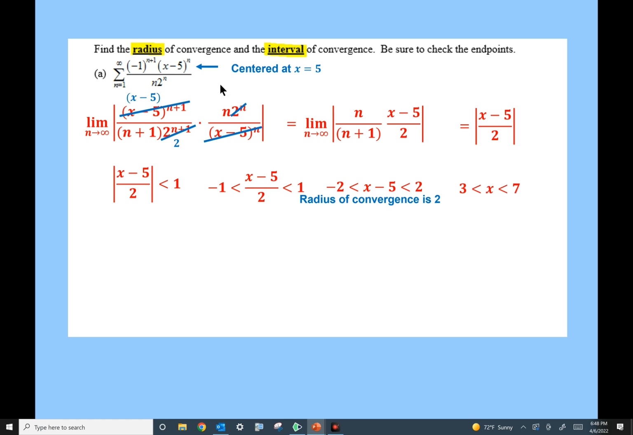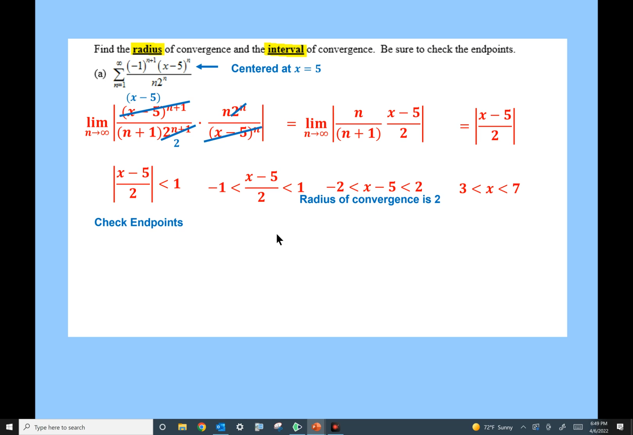But for the ratio test, I need to check the endpoints, because remember, for the ratio test, the answer has to be less than 1 in order to converge. If that answer is more than 1, then it diverges. But what if it equals 1? Remember, on the ratio test, if it equals 1, then it's inconclusive. So that means it might converge at 3 and it might converge at 7. We don't know. So that's why we have to check the endpoints.